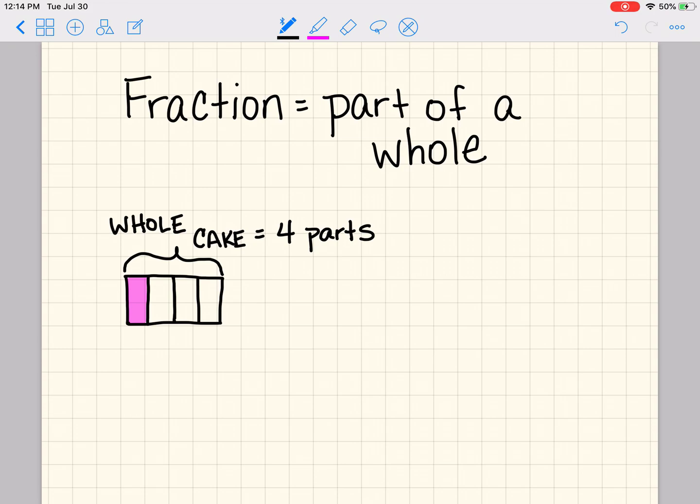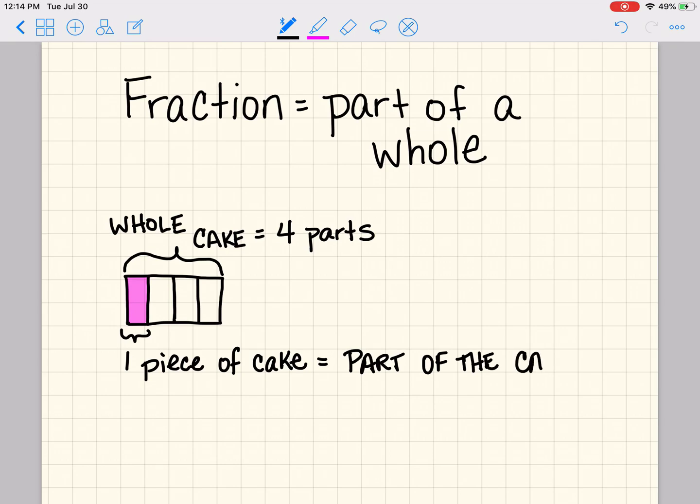Now, this little area here is the piece that you ate. That's that one piece of cake. So that equals part of the cake. Okay? So now when we go to talk about that as a fraction, and a fraction is a number, it just looks a little different, but it's still a number.